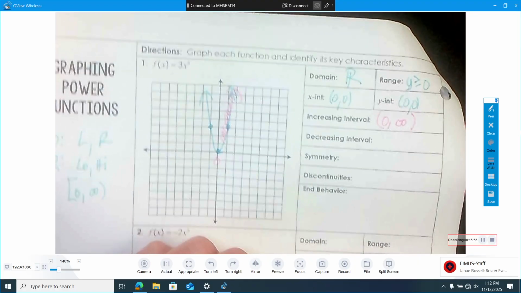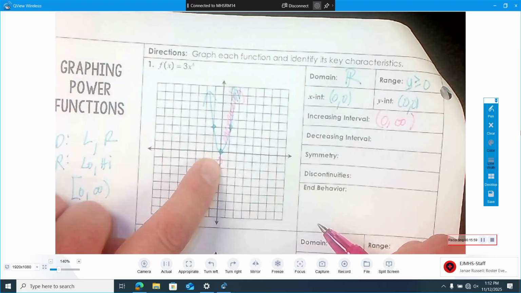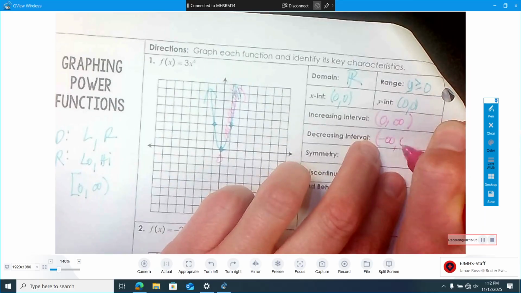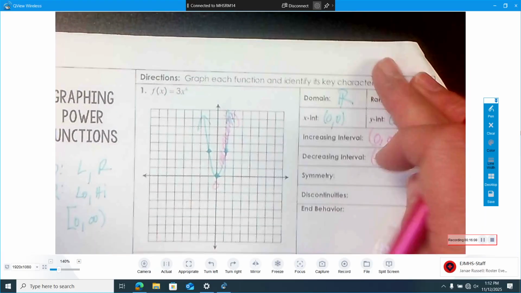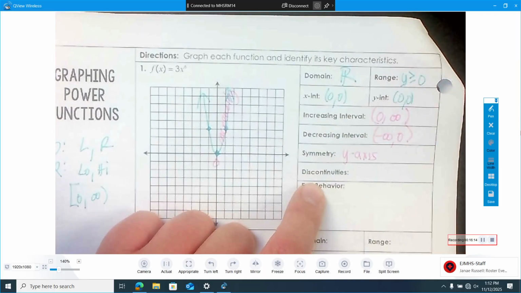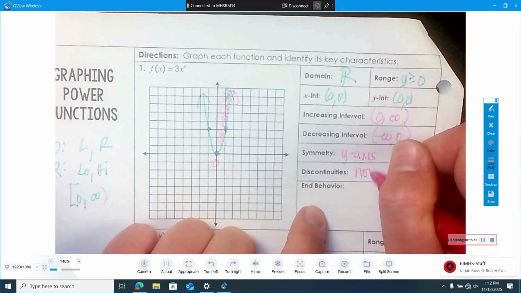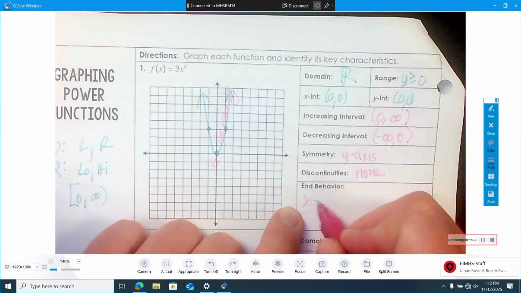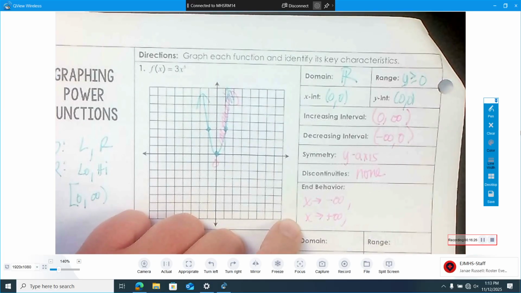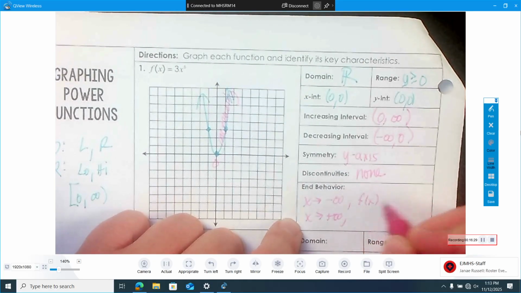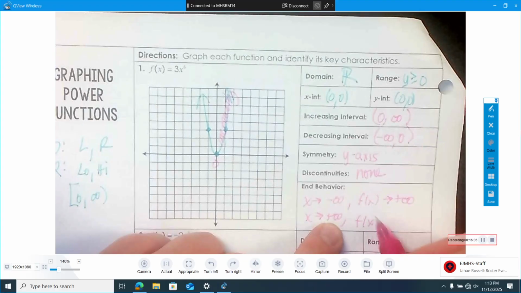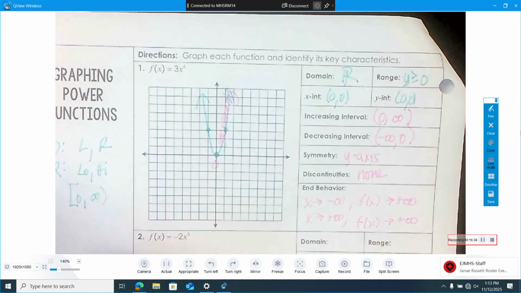So the decreasing interval is going downhill. That's the other side. So from negative infinity all the way to 0, we are decreasing. And the symmetry, yes, it has y-axis symmetry. Very good. Discontinuities, none, very good. And the end behavior, as x goes to negative infinity, what does our function do? Positive infinity. Yep. And as x goes to positive infinity, what does our function do? Still positive infinity, up both times. Perfect.